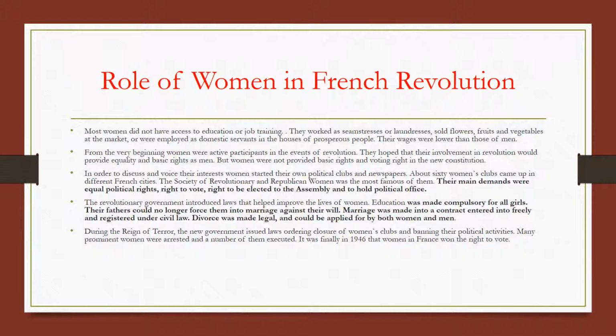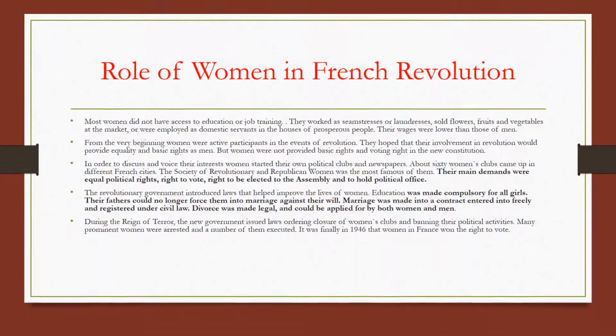During the Reign of Terror, the new government issued laws ordering the closure of women-backed protest clubs and banning their political activities. Many prominent women were arrested and a number of them executed. It was finally in 1946 that women in France won the right to vote.